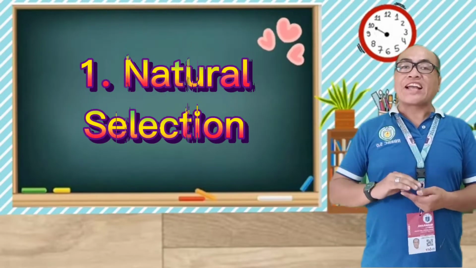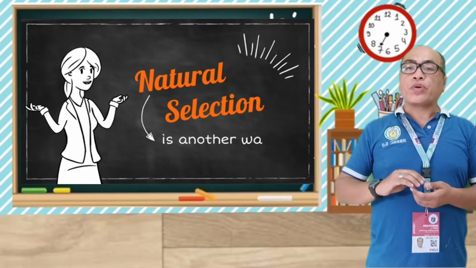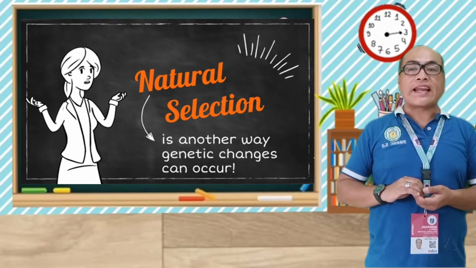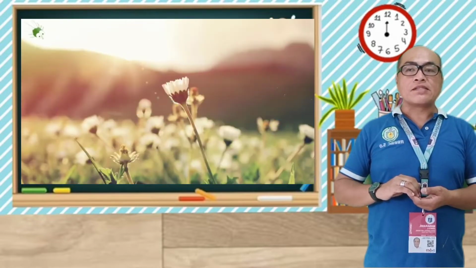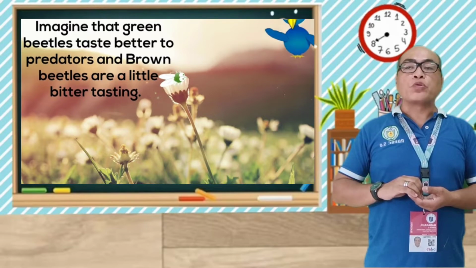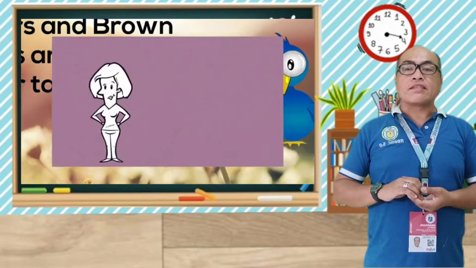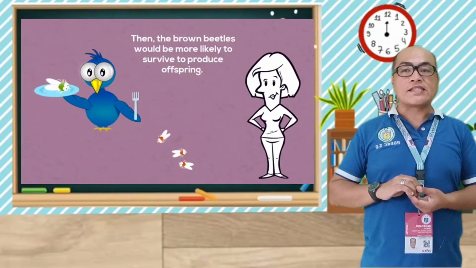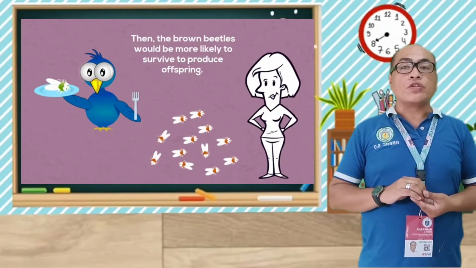Number 1 is natural selection. According to Darwin, nature or the environment selects organisms with traits that allow them to survive in particular environments. Number 1, there are more individuals produced than can be sustained by a particular environment. This leads to competition for limited resources. Number 2, there is variation within a population.